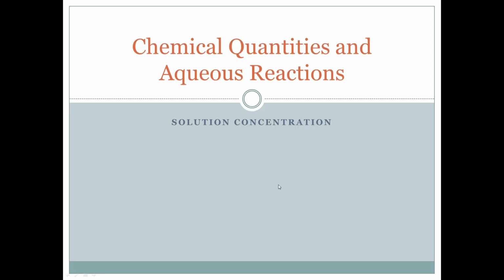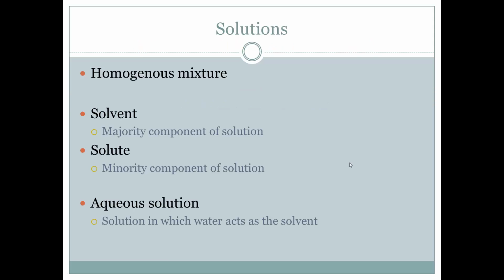In this tutorial, we'll be discussing how to calculate solution concentrations. Solutions, by definition, are a homogeneous mixture, which means they're mixed evenly throughout the container. No matter where you look at the jar, it's going to have the same amount of particles, and that's what the definition of homogeneous means.